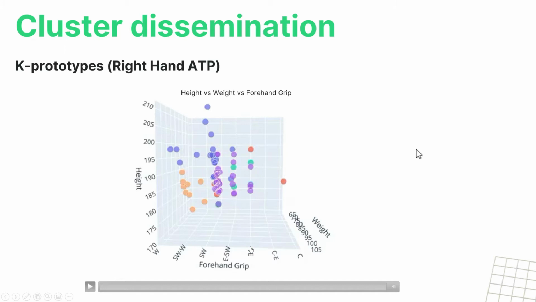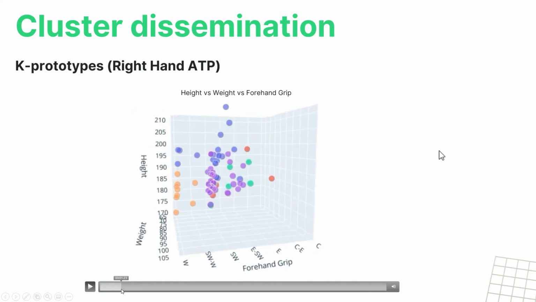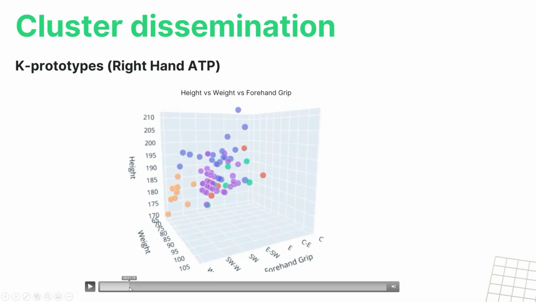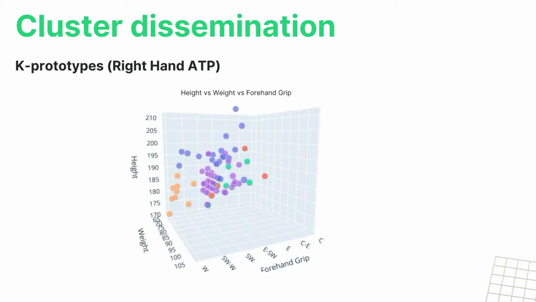Now, I just want to show how the k-prototypes algorithm worked, because it was one of the reasons why we ended up picking it. If you have a look here, basically at a certain height, the k-prototypes algorithm, with the data that we fed it, put players into the one cluster. So at a certain height, it didn't really look at any of the technical characteristics. I've got forehand grip here, but equally if I put backhand grip or some of the other technical variables, it would do the same thing. And that intuitively made sense.